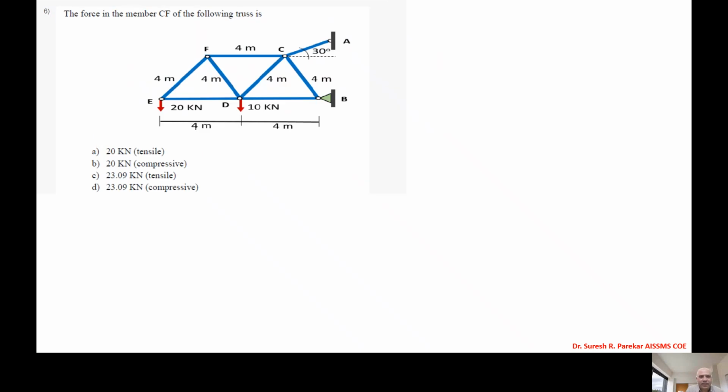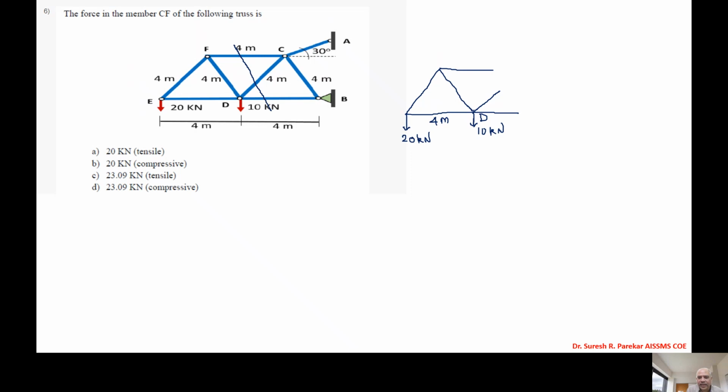Then force in member CF. So we are going to take a cut in this fashion. And if we take the cut in this fashion, then what will happen? So we are going to get a diagram in this way. Just consider only that portion that is left of this. We are considering left of this, we have this as point D, 10 kilonewton is acting over here. So this is D. Now this is 4 meters. Then we have 20 kilonewton over here.